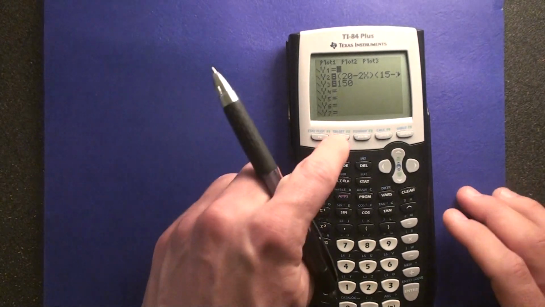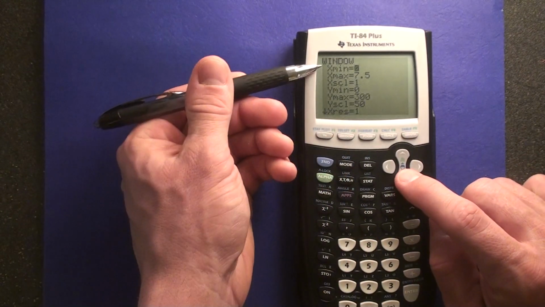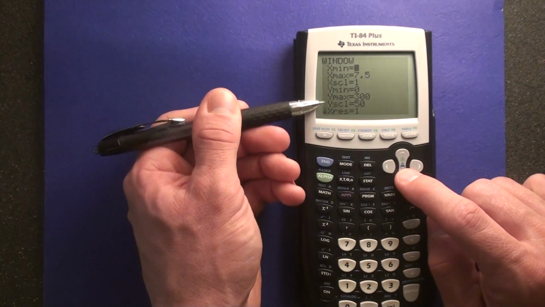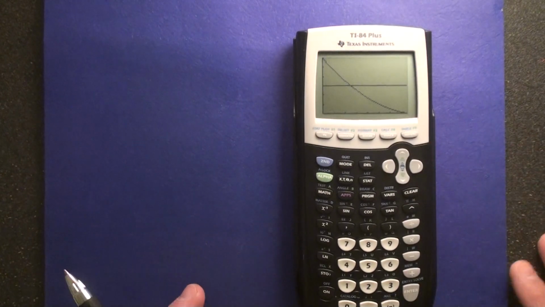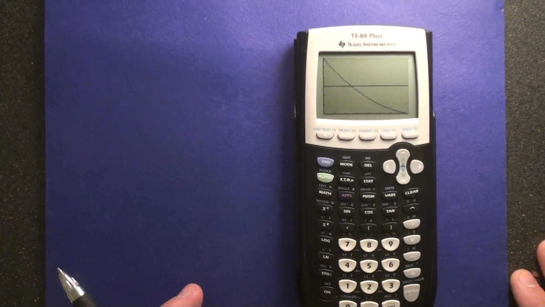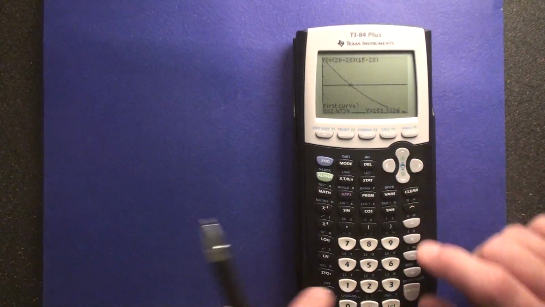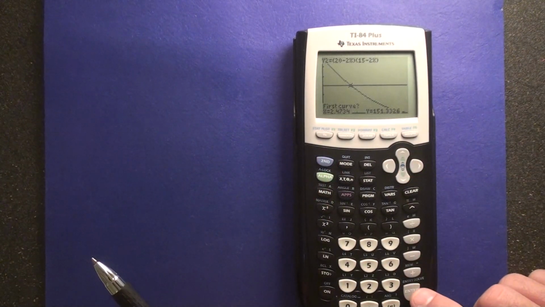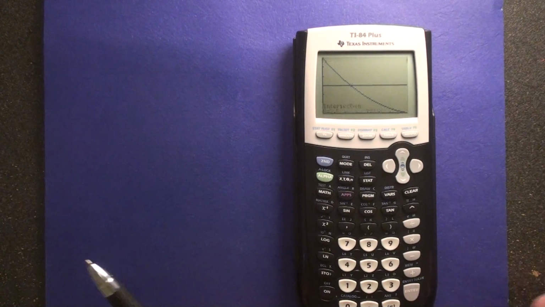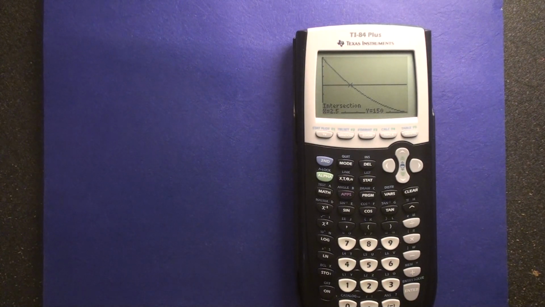So we're going to throw this in the GC here, and we're going to have our window again from 0 to 7.5, and I went from 0 to 300. So when we graph, we want to find the point of intersection. So we are going to do calculate, intersect, and we're just going to find the intersection point. So, you know, we just do that, and therefore x equals 2.5.